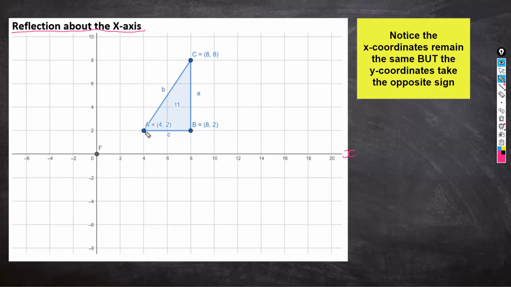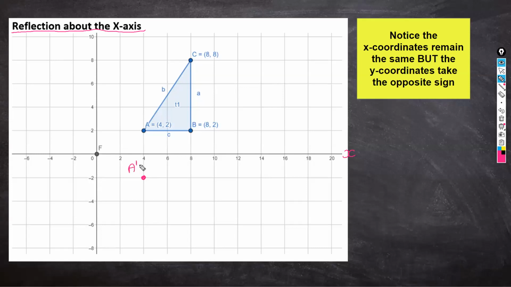If you have point A here, and the value is 4, 2, that is 4 on the X and 2 on the Y. If this gets reflected, won't it be the same distance on the other side of the mirror? Won't it get reflected on the other side? Look at this distance and this distance. It's the same. So what would be the coordinates of A dash?